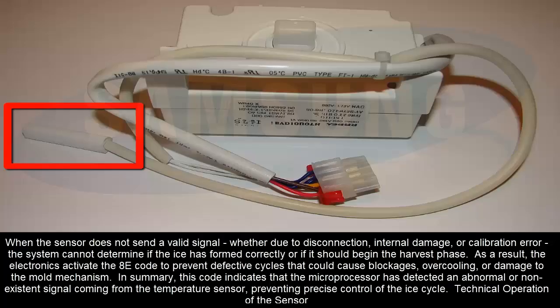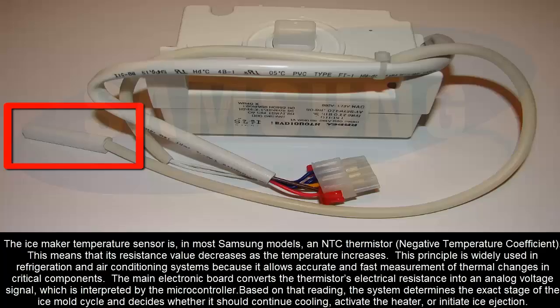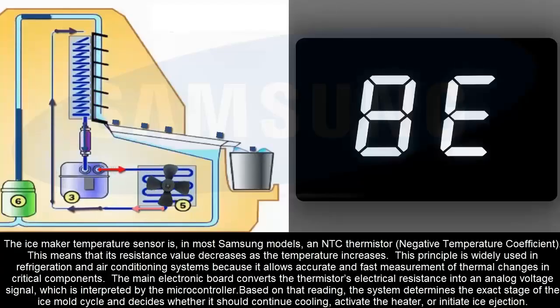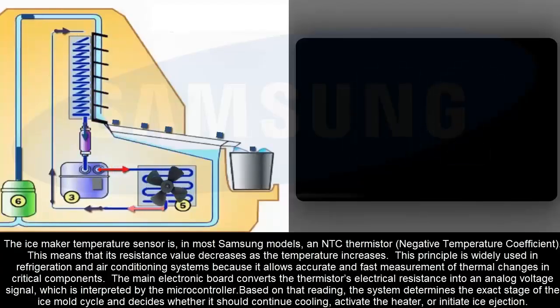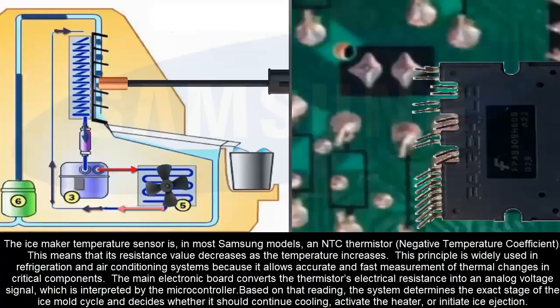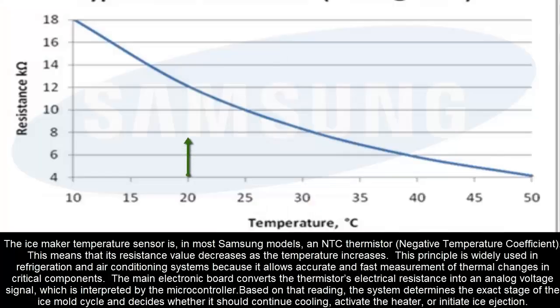Technical operation of the sensor. The Ice Maker temperature sensor is, in most Samsung models, an NTC thermistor. This means that its resistance value decreases as the temperature increases. This principle is widely used in refrigeration and air conditioning systems because it allows accurate and fast measurement of thermal changes in critical components.